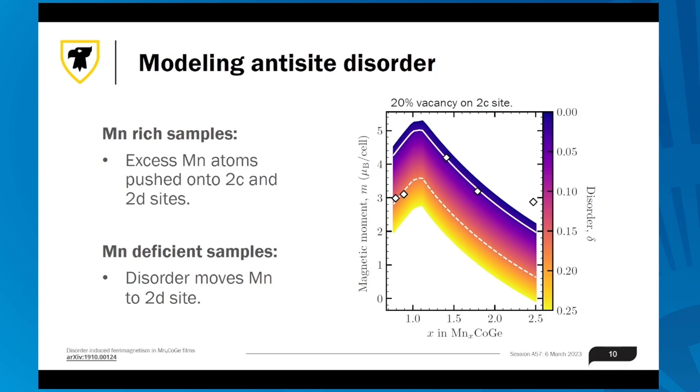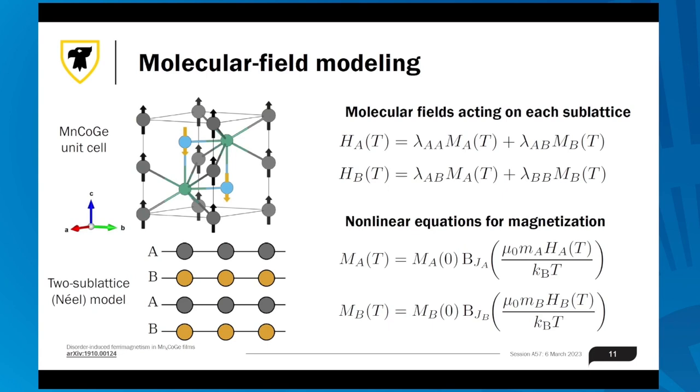So in the manganese-rich samples, we have excess manganese atoms, which are being pushed onto the 2D and the 2C sites. And in manganese-deficient samples, we have disorder that is moving manganese to the 2D site. So by comparing our calculated moments with those that we observed, we can get an estimate of the additional disorder. So for the manganese-rich samples here, this line corresponds to about 3% disorder, and this line here corresponds to about 17% disorder.